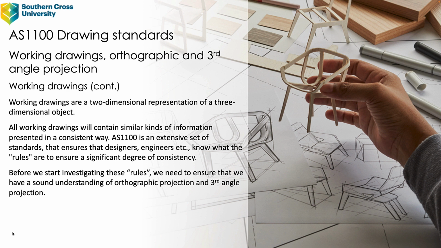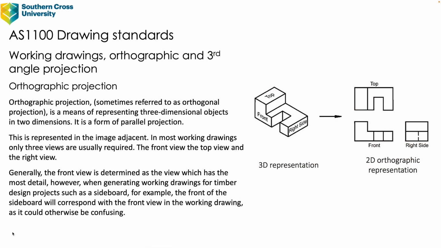Now, before we start investigating these rules, we need to ensure that we've got a sound understanding of what orthographic projection is, and specifically what third angle projection is. So we're going to just discuss that a little bit now. Orthographic projection, sometimes referred to as orthogonal projection, but also referred to as working drawings. So the three are related very closely to each other. It's a means of representing three-dimensional objects in two dimensions. It is a form of parallel projection.